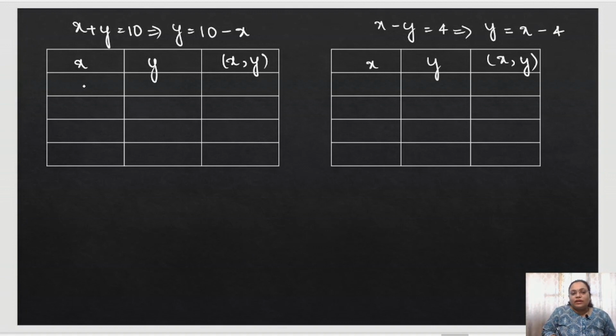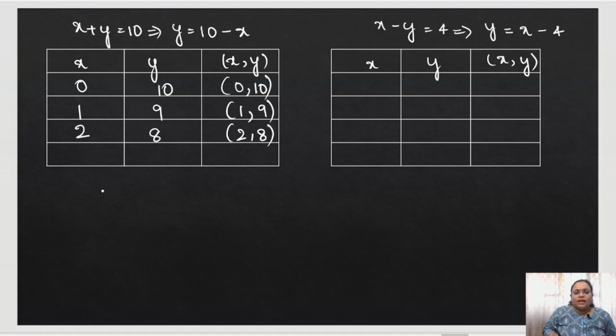Okay? So if x is equals to 0, then if you substitute x is equals to 0, y will be 10 minus 0 is 10 only. Okay, so the points are 0 and 10. Then if you take x is equals to 1, this will be 10 minus 1 is 9. Y will be 9. Points are 1 and 9. If you take x is equals to 2, this is 10 minus 2 is 8. Points are 2 and 8. If you take x is equals to 4, this will be 10 minus 4 is 6. Okay. So the points are 4 and 6.